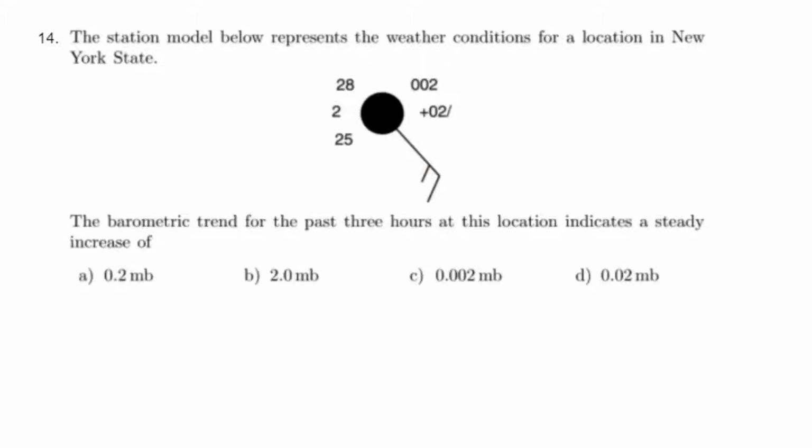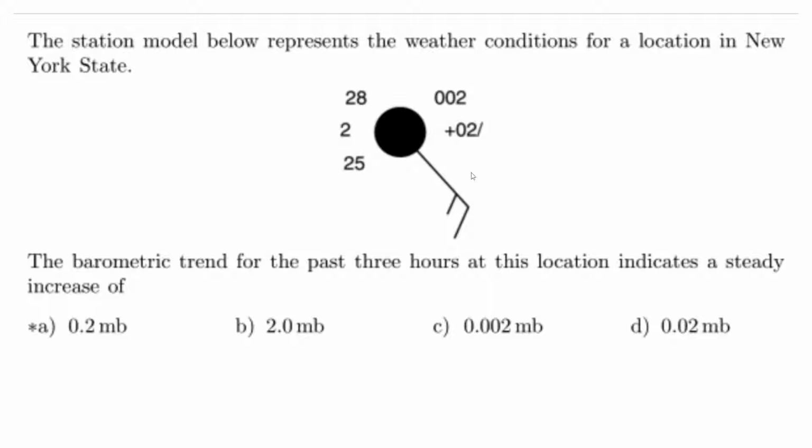So go and pause this video, try 14. The station model below represents the weather conditions for a location in New York State. The barometric trend for the past 3 hours at this location indicates a steady increase of... The correct answer is A. 0.2 just means 0.2 millibars. That's why this is the correct answer.